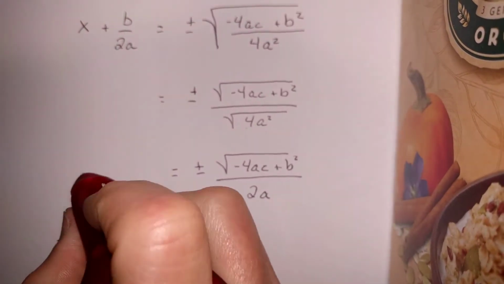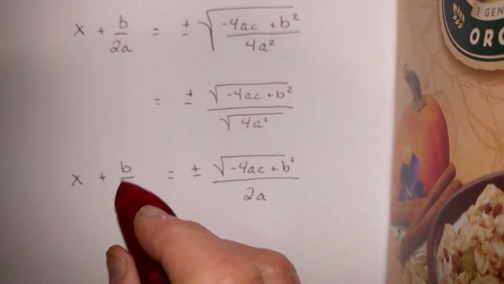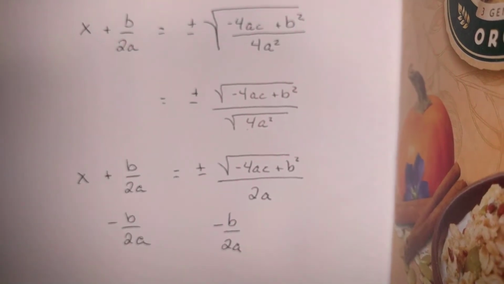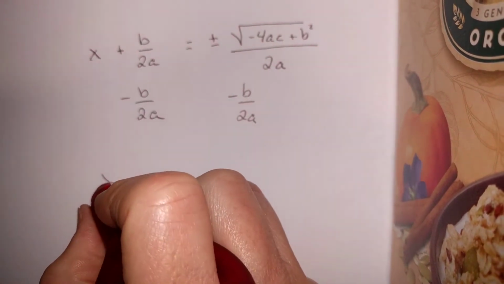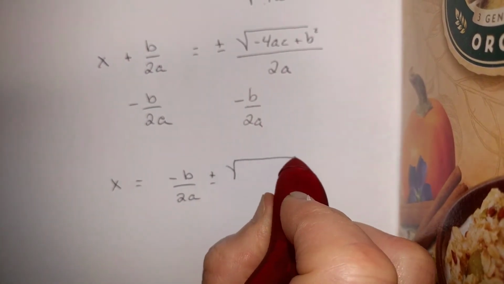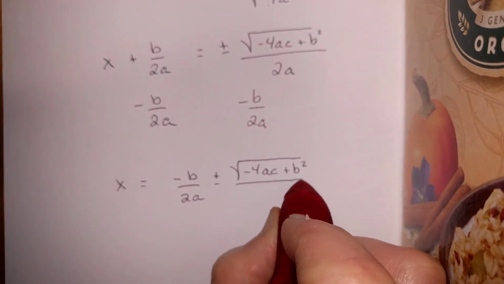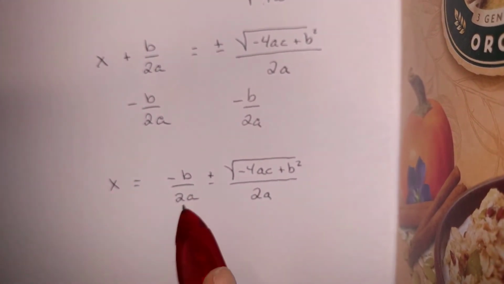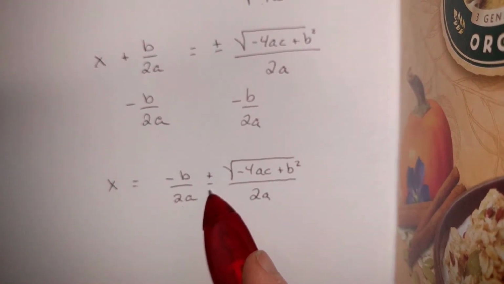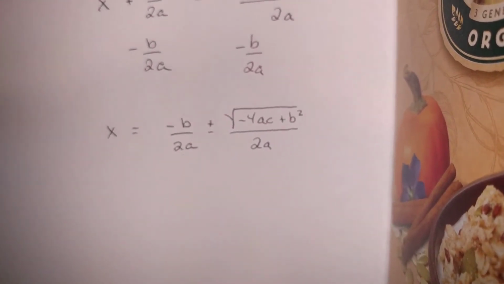Okay, now don't forget, over on my left side we still have x plus b over 2a. Now I'm going to subtract b over 2a from both sides, and I'm going to rewrite it so that I have x equals negative b over 2a plus or minus the square root of negative 4ac plus b squared over 2a. Now you should notice these have the same denominators, so I can add or subtract them. And this plus or minus means I really have two equations here, the positive one and the negative one.